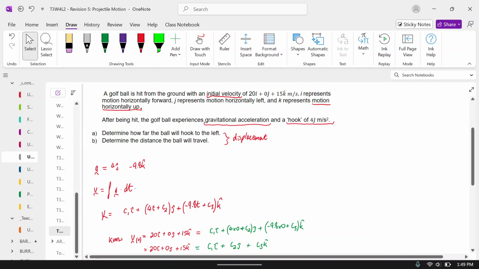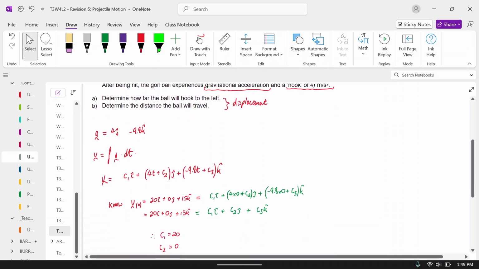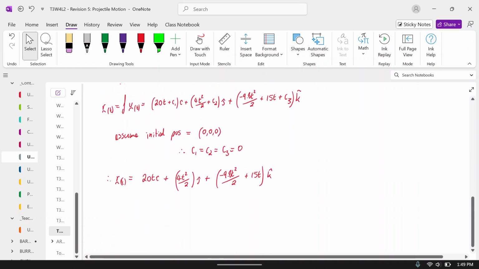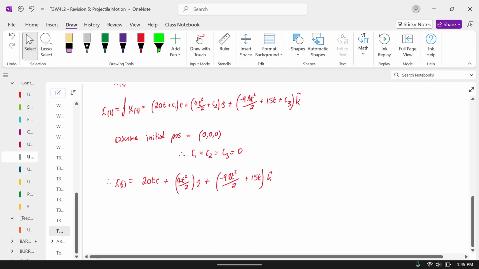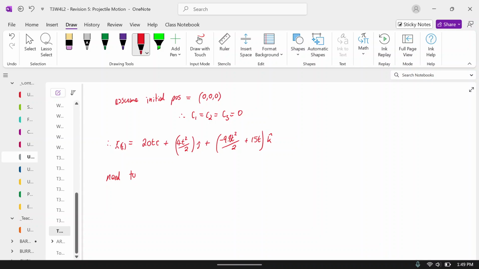I need to know the distance the ball will travel. In order to get these, the distance it will travel and how far it is to the left, I need to know at what time it hits the ground. That's going to be my important thing here. When in doubt, time to hit the ground is a good starting point for any of your projectile motions. If you don't know what you're looking for, find time to hit the ground.